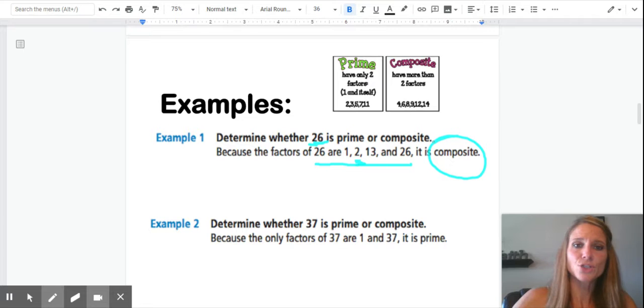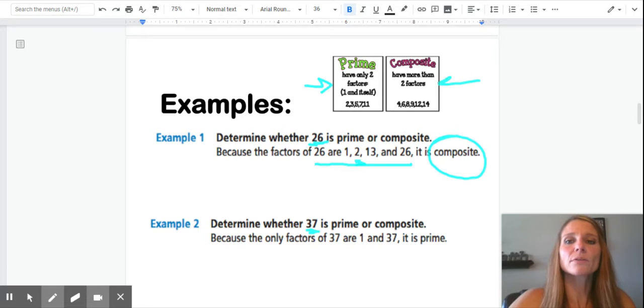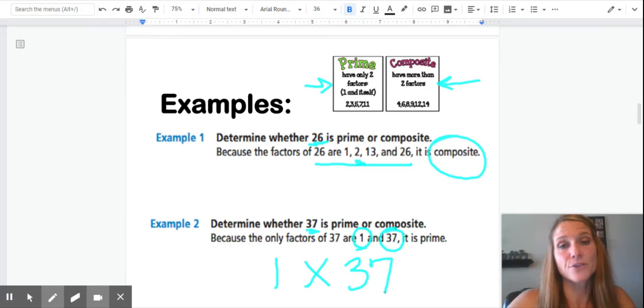My other example is trying to figure out whether 37 is prime or composite. So I just have to look at the factors. How do I build 2 numbers together when multiplied to get the value of 37? And if you look at the multiplication chart, you really don't see a 37 anywhere on there. 37 is one of those special values that it's only a 1 times a 37. That's the only way of multiplying 2 factors together to create the value of 37 when you're done. And since there's no other fact families that can be multiplied together, this one has to be a prime number.